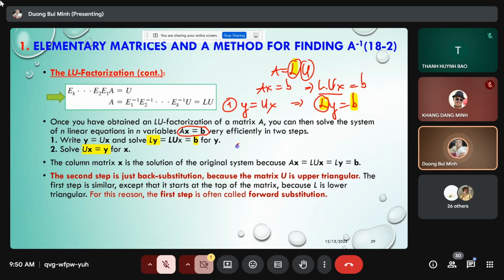Okay, so step 2, you can get Y from this one. After you know Y, do we know U? Yes. Then we can get X. So this is the idea. We get the solution of Ax equal B when we apply the LU factorization.